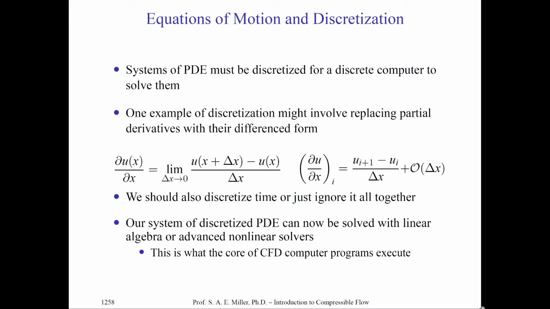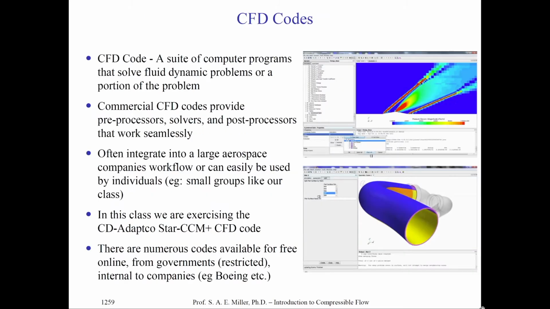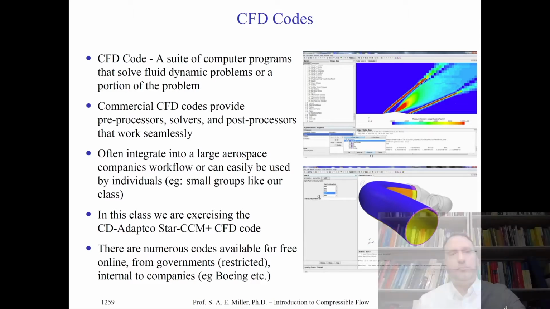This is essentially what the core of the CFD program executes: the solution of the discretized set of equations on some particular grid, solving millions and millions of discretized equations for a particular grid in a single flow problem. Let's look at some particular CFD codes, which can be classified in different categories.